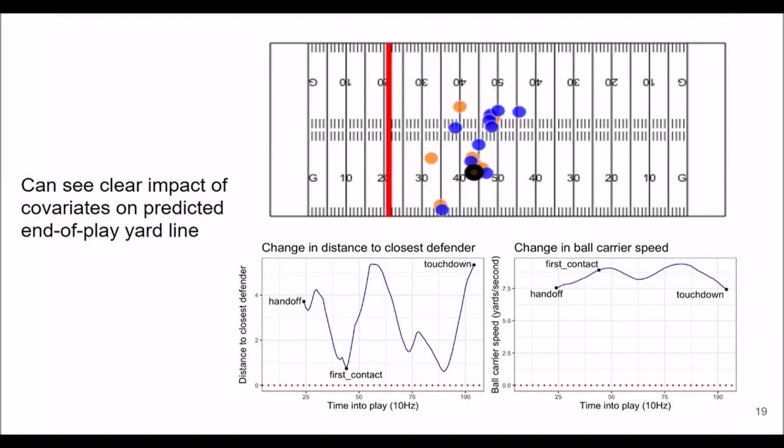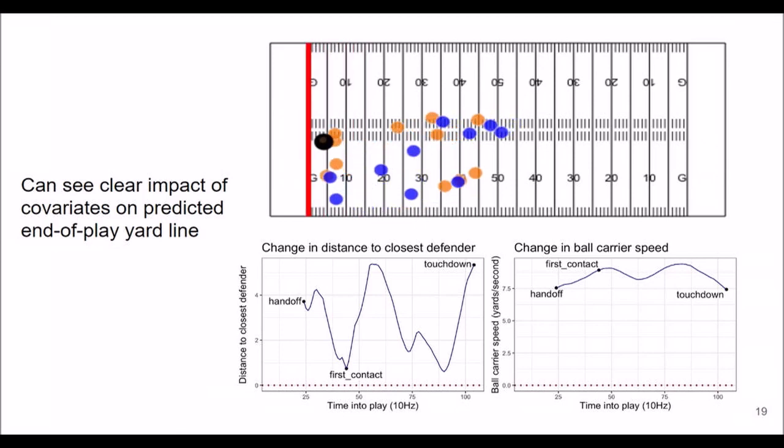So in the bottom left, that's the change we're showing in the distance to the closest defender. So at the point of first contact, you see it's above 0. Welcome to the world of tracking data. It's not perfect. And then the bottom right, you see the change in the ball carrier speed over time.